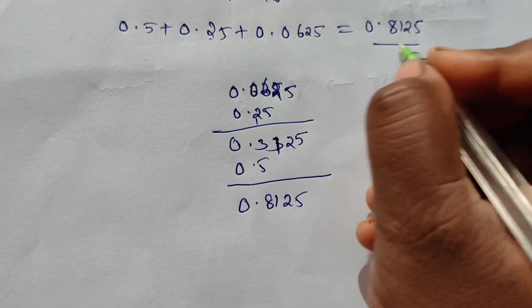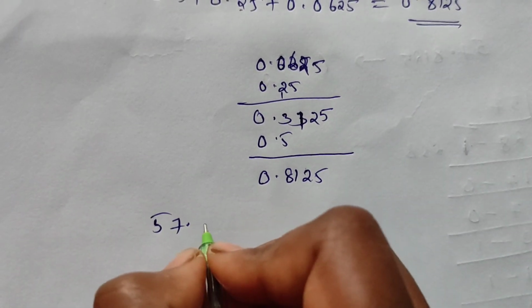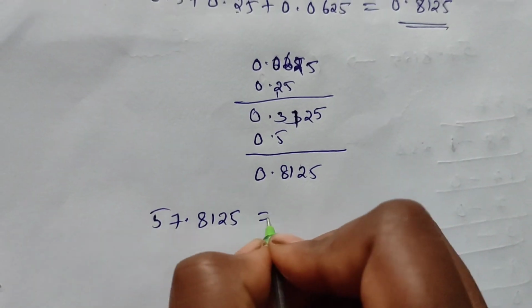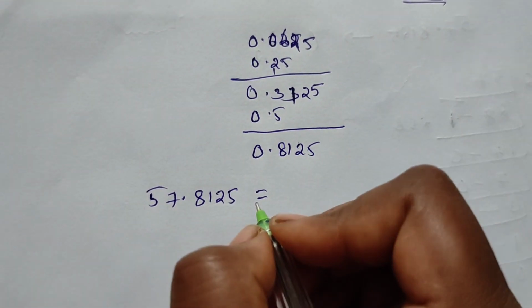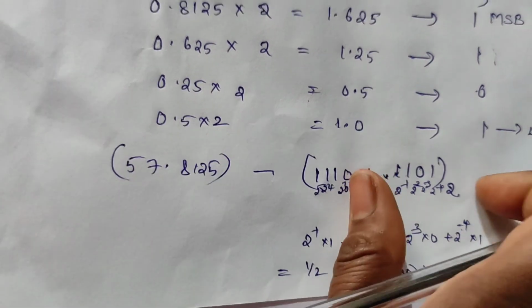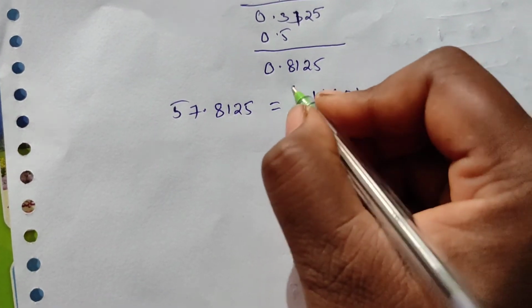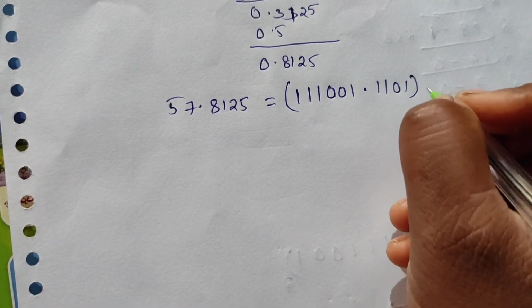So we have obtained the binary equivalent of the fractional part also, and we have checked it. This is the way we need to convert a decimal value with fractional part into its binary equivalent. The procedure is you need to multiply with 2 and obtain the carry. Hope you understood.